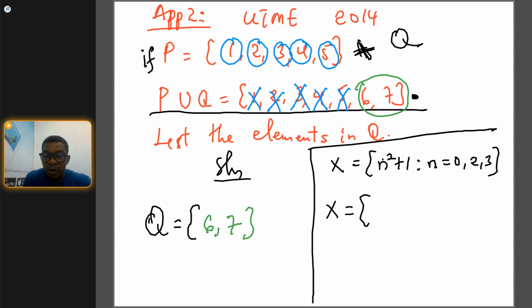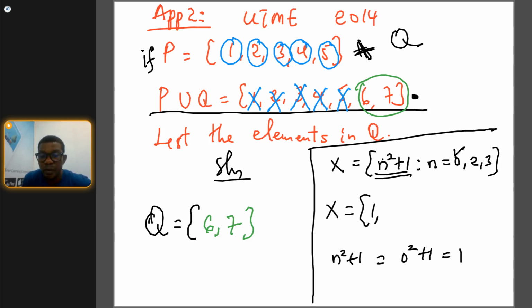Okay, I will help us with the first one. We have n squared plus 1 such that n is equal to 0, 2, 3. So we have to simplify this expression to get the element we want to write out. When n equals 0, it means 0 squared plus 1, which is 1. So the first element is 1.